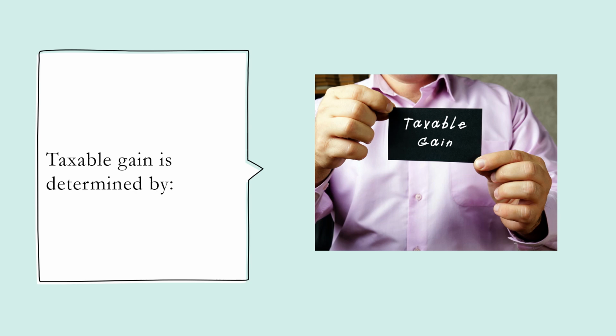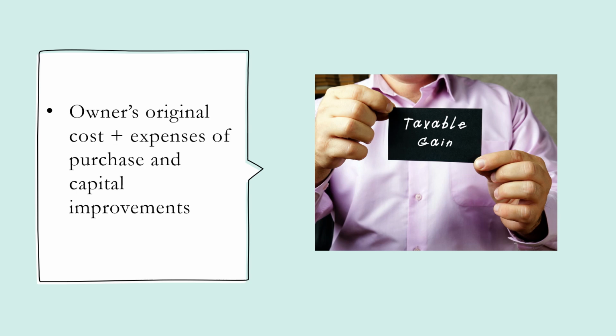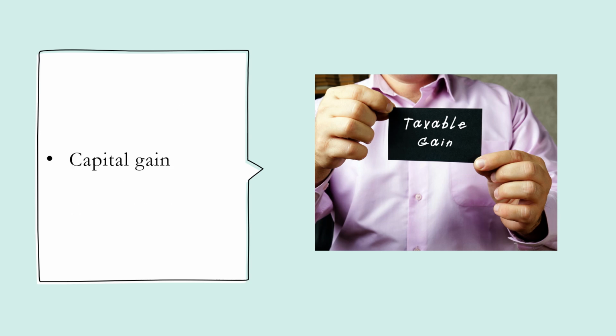Taxable gain is determined by the amount realized from the sale. Sale price minus expenses of the sale is the amount realized from the sale. The adjusted basis is the owner's original cost plus expenses of purchase and capital improvements. Capital gain is the amount realized minus adjusted basis.